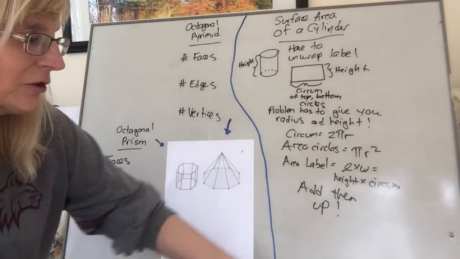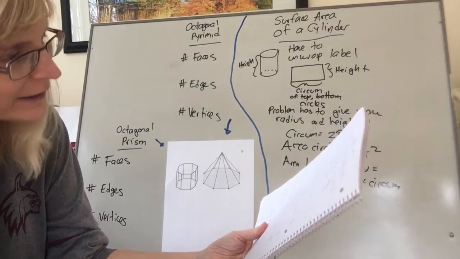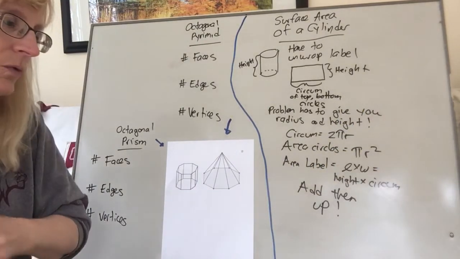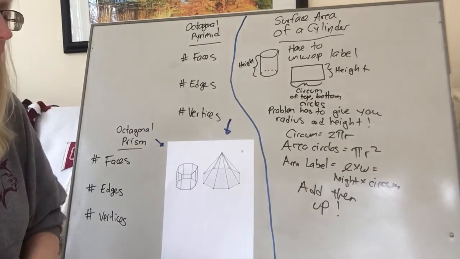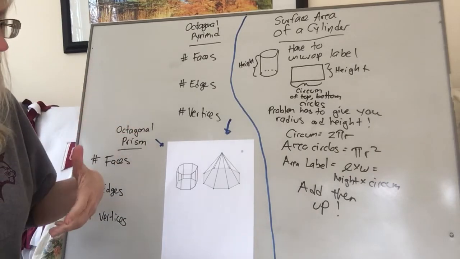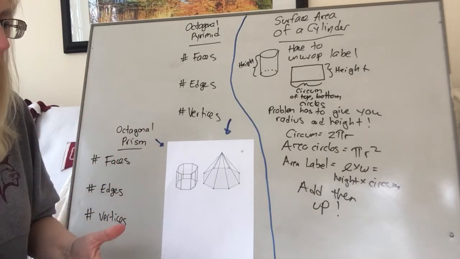This is a review for quiz 5, I believe. It has to do with different types of shapes and how many faces and edges and vertices there are.